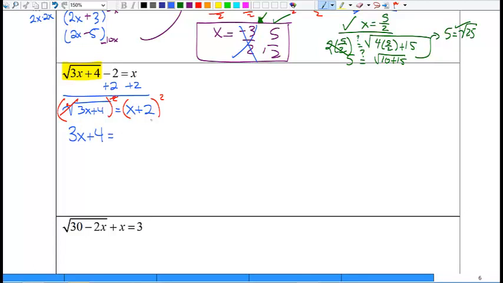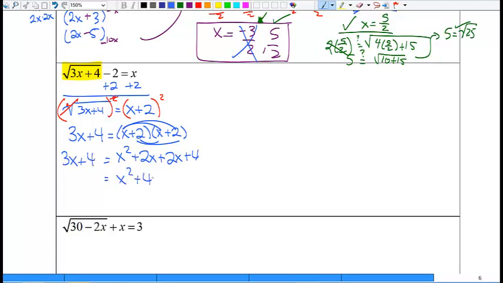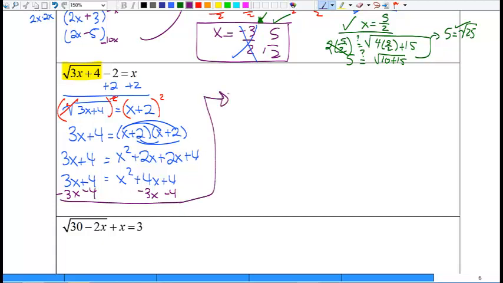But on the right-hand side, I have a binomial squared. This is the first time I have a binomial squared, which means that I need to write out my two binomials and distribute, which is getting me x squared plus 2x plus 2x plus 4, and then I'm going to subtract 3x from both sides and subtract 4 from both sides, which gets me 0 equals x squared plus 1x. Uh-oh, the 4's add to 0, don't they?